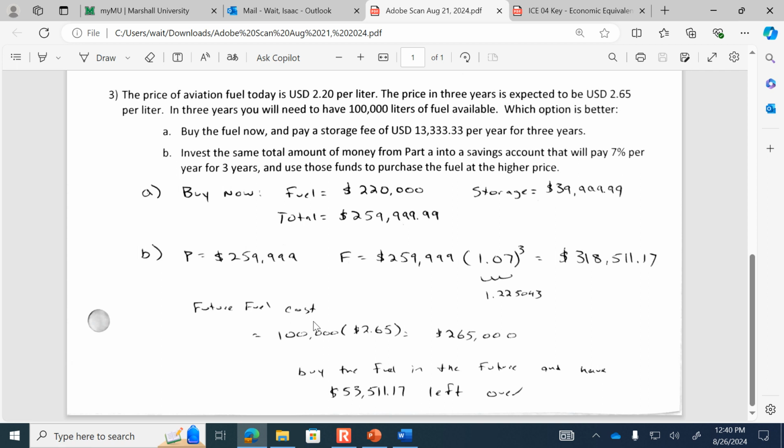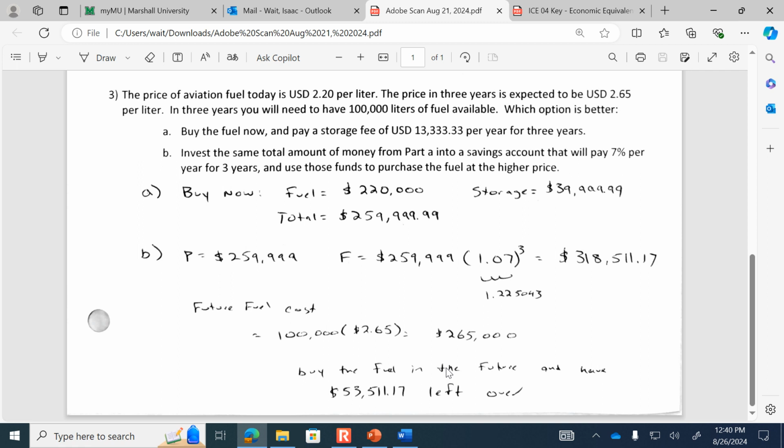Well, 100,000 liters of fuel at this higher future cost of $2.65 per liter means that we'd be paying $265,000. So yeah, you'd have enough money left over. Actually, you'd have $53,000 in excess funds. So of these two options, is it better to buy the cheap fuel and store it, or is it better to invest money now and then buy the fuel at the higher price? It seems like buying the more expensive fuel in the future is the way to go.